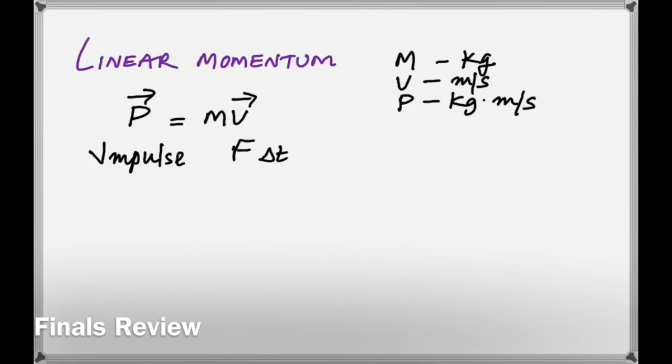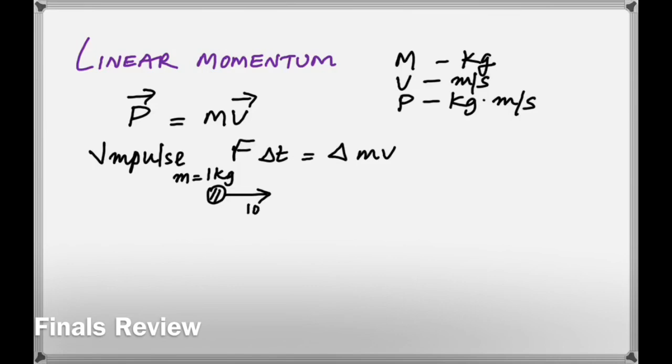Impulse. Impulse has two formulas. One is impulse is the product of average force and the time for which it acts. And the second formula for impulse is it is the change in momentum. So you have two formulas for impulse, both of which you can put equal to each other.